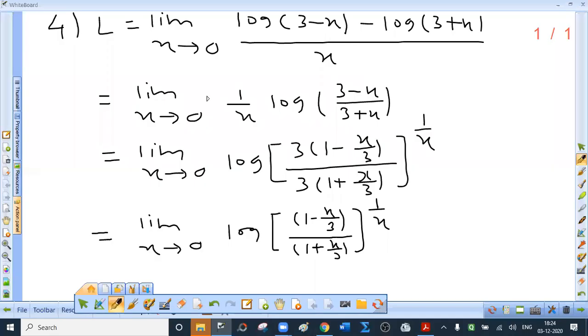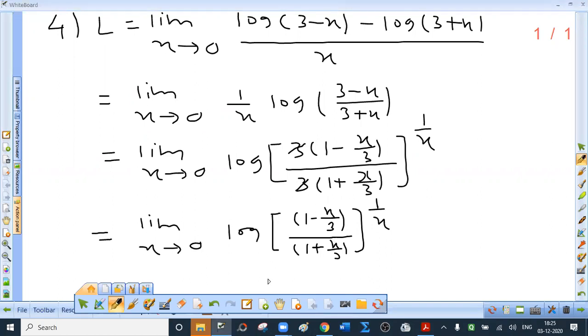Fourth one, let L be the limit x tends to 0, (log of (3 minus x) minus log of (3 plus x)) upon x. So basically this is 1 upon x, right? What is log m minus log n? Log of m upon n. N log m is log of m raised to n. In this step only, I have taken 3 common, of course within the bracket, from numerator and denominator. Cancel that. Okay. What remains is this.